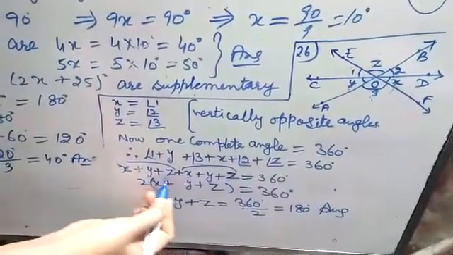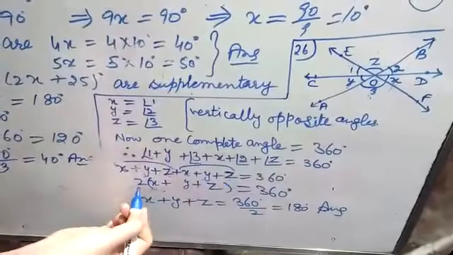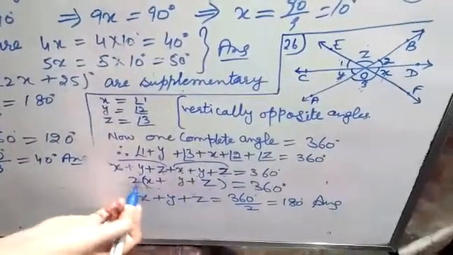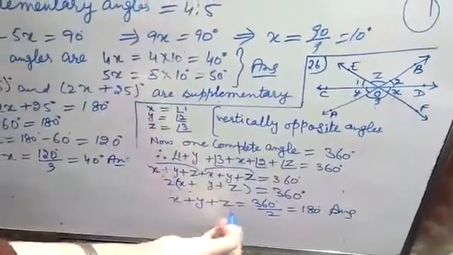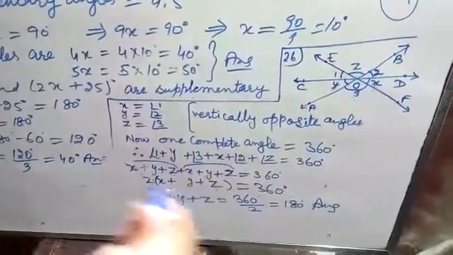What did we get? x plus y plus z, x plus y plus z. So we can have 2 times x plus y plus z. Taking this 2 to the other side, as it is multiplied here, it will be divided. You got x plus y plus z is equal to 180.